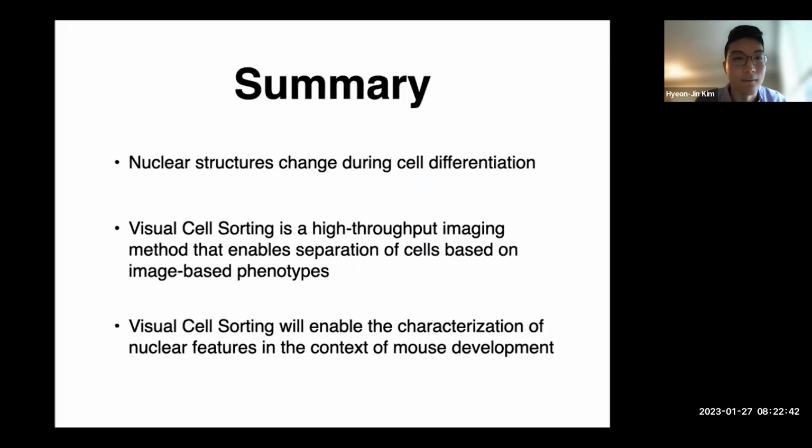To conclude my talk, I've told you that nuclear structures undergo huge changes during cell differentiation. I told you about a visual cell sorting method that we developed in the Fowler lab that allows us to separate cells based on visual phenotypes. And hopefully when we apply this method to nuclei derived from mouse models, we can characterize some of the nuclear features that we see in the context of mouse development.